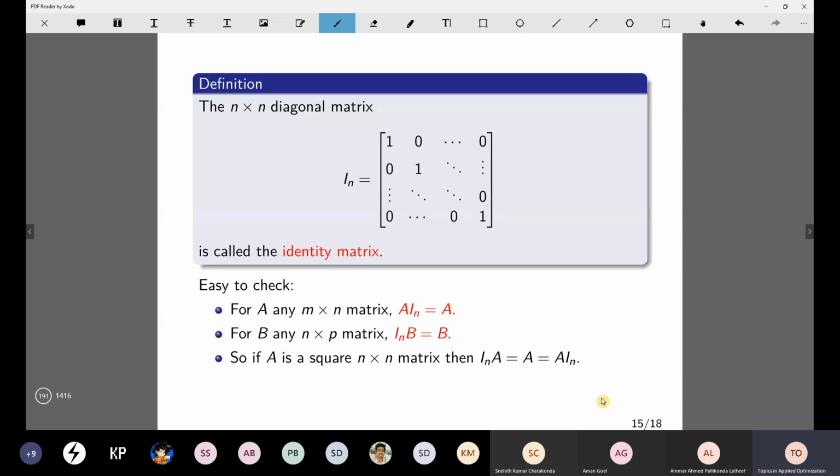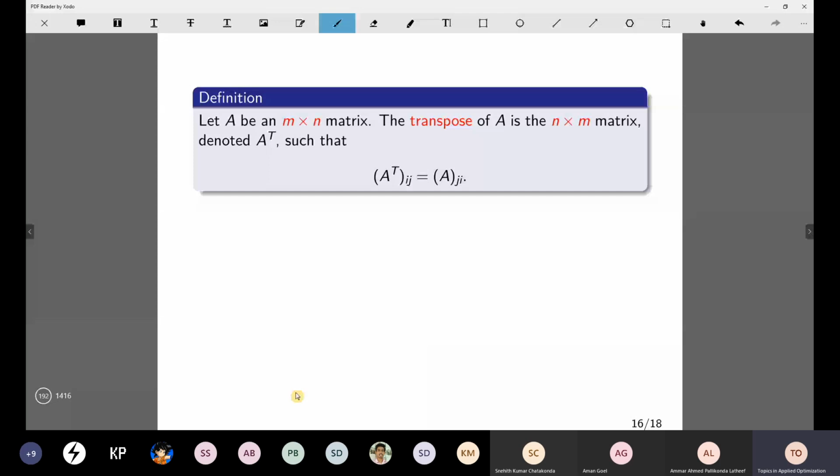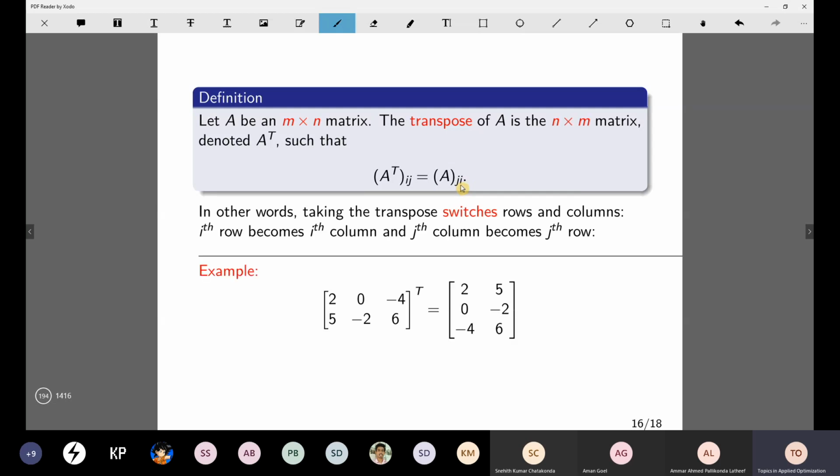And identity matrices are denoted like this. It's a diagonal matrix, but you have ones on the diagonal. Identity matrix satisfies these properties. So any matrix times identity is A, from the left side and also from the right side. It doesn't change the matrix. Transpose of a matrix is defined as follows. So any ij entry in the transpose matrix will become a ji entry.